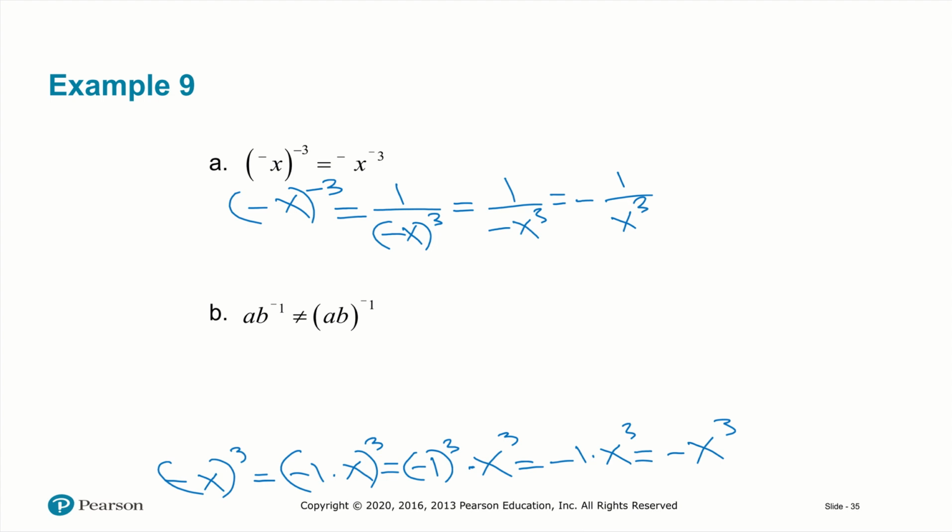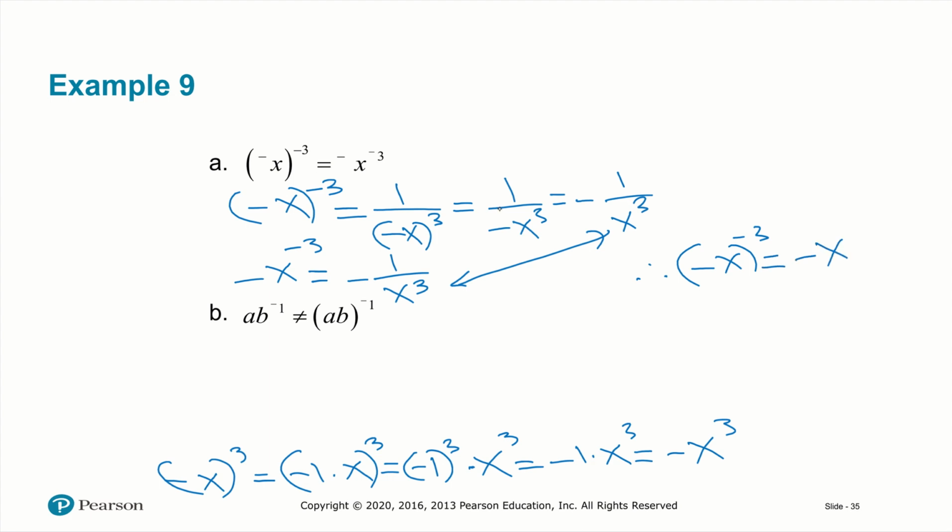This one, on the other side, we have negative x to the negative 3. Here, that negative is just going to carry because it's not being raised to the power of negative 3, but the x to the negative 3 part becomes 1 over x cubed. Notice, they're the same. So we say, therefore, quantity negative x to the power of negative 3 equals negative x to the negative 3.